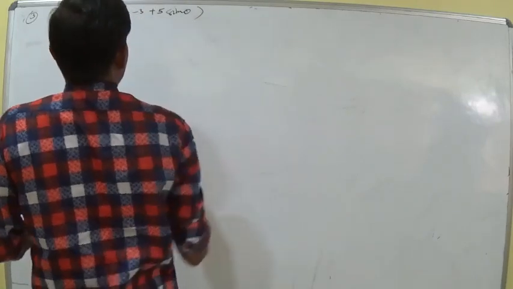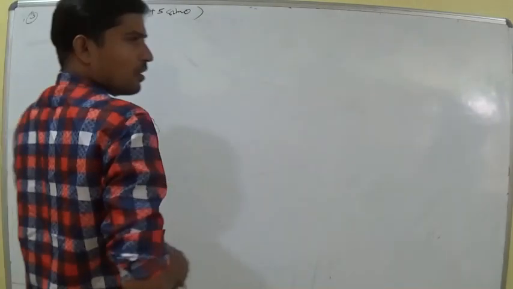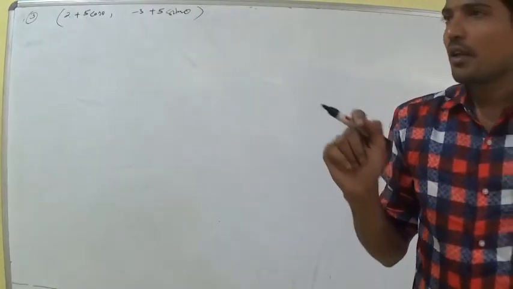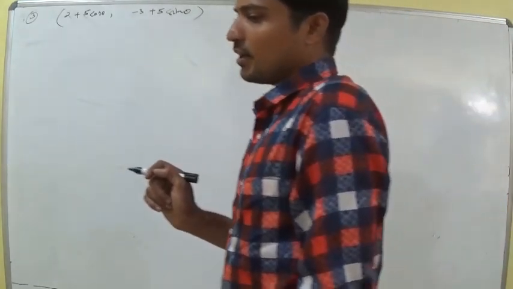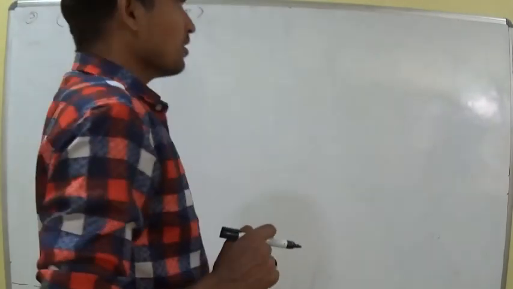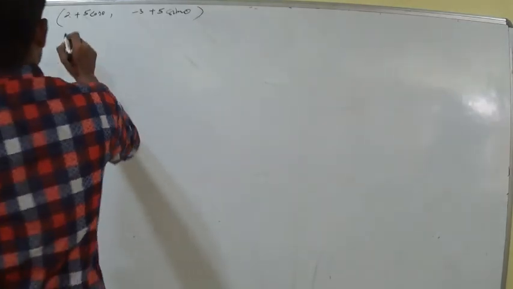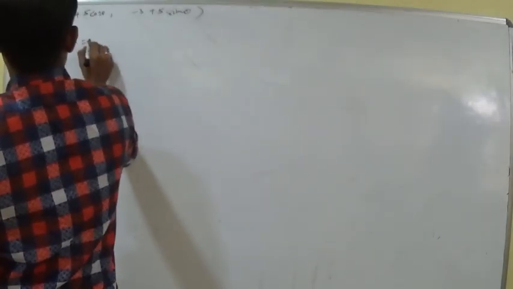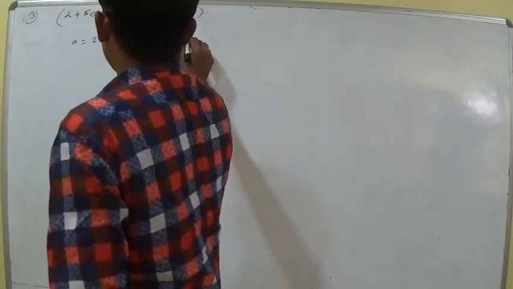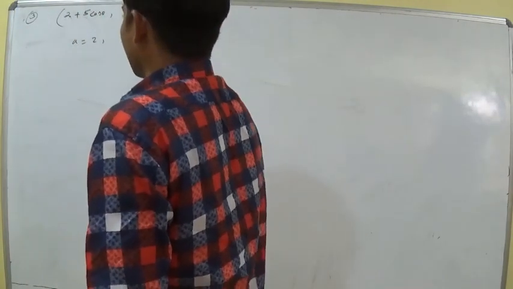Remember the parametric equations form: x is equal to a plus r cos theta and y is equal to b plus r sin theta. Here a is equal to 2, b is equal to minus 3 and r is equal to 5. r is the radius.